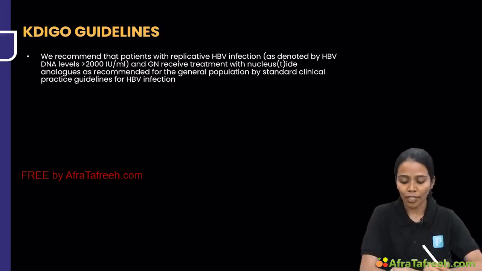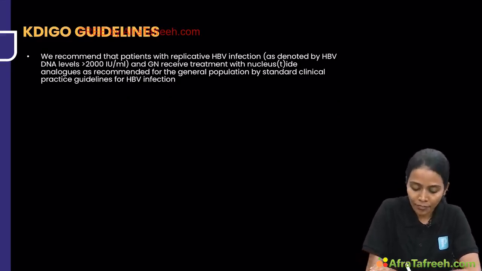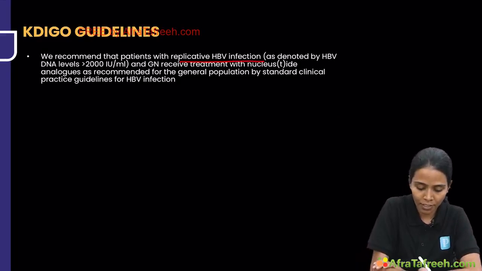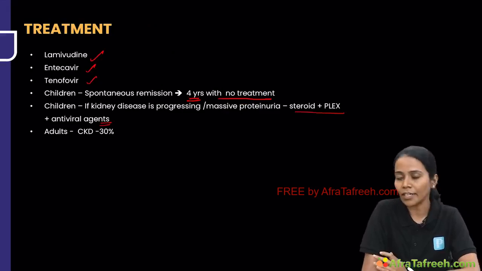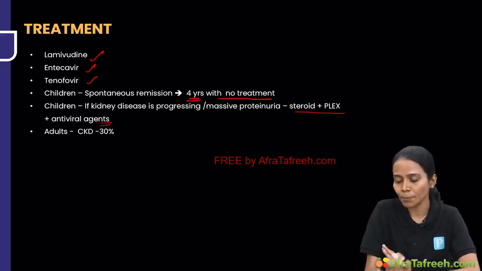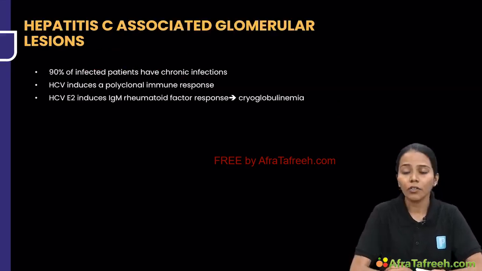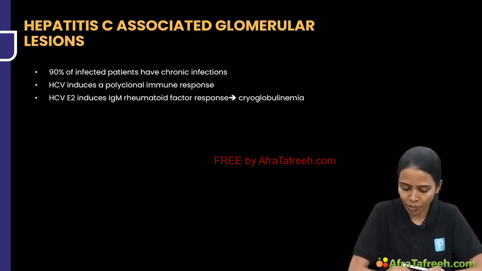Okay, now KDIGO guideline states that if there is a replicative HBV infection that is denoted by more than 2000 copies per ml and glomerulonephritis, they have to receive treatment with nucleotide analog, that is the same lamivudine, entecavir, tenofovir, that is prescribed for general population. Now next is going to be hepatitis C associated glomerular lesion.